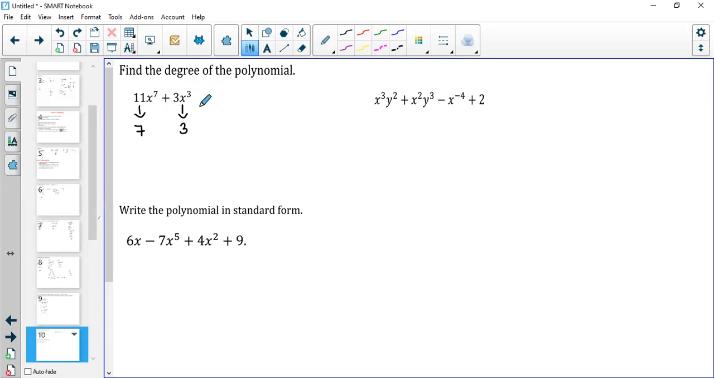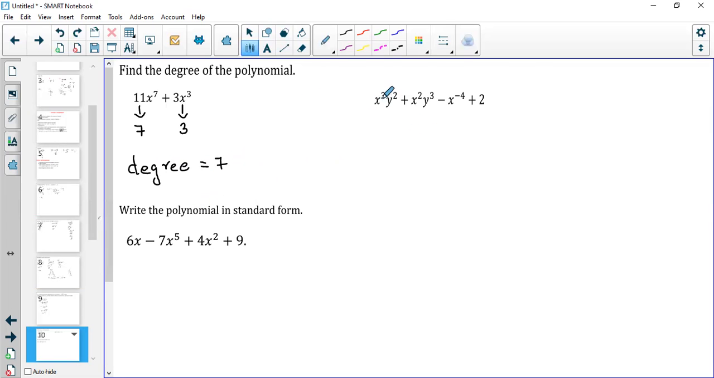Now, how do you find the degree of the polynomial? You choose the term which has the highest degree. So which is the highest degree here? It's 7. So you have to write the degree of the polynomial is 7. This is how you find the degree of each polynomial, right? So the degree here is going to be 7.